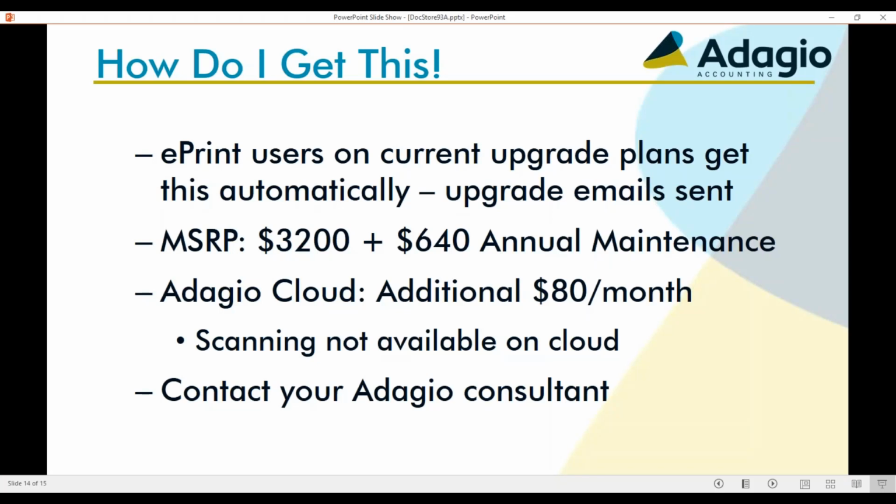If you were not an Adagio ePrint user on a current combined plan, the retail price of Adagio DocStore is $3,200 Canadian, plus the standard annual maintenance upgrades fee of $640. So the initial cost would be $3,840. If you use Adagio Cloud, I believe ePrint is part of the core suite, but for an additional $80 a month, you can have ePrint upgraded to Adagio DocStore. One thing I should mention is that because scanners are locally attached, scanning is not available at the current time if you're using the cloud implementation of Adagio DocStore.